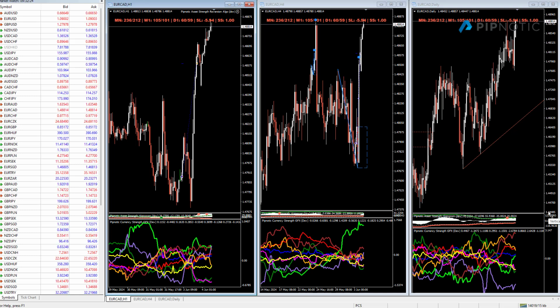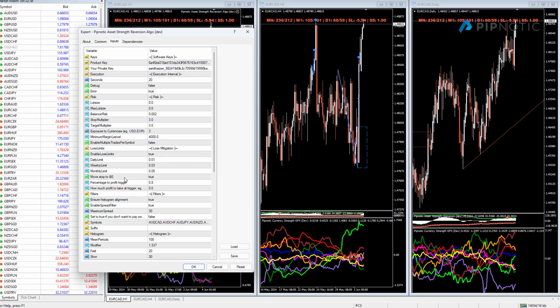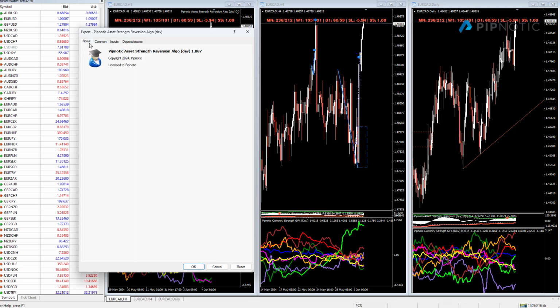And so what I have on my VPS is each terminal running the ASR. It actually looks like this, where I have the daily, GFX 4 hour, GFX 1 hour, and the GFX in the configuration that you can see just here. And this is the most recent version. As a matter of fact, the most recent version is 1.086. This is just a version that I'm currently working on.